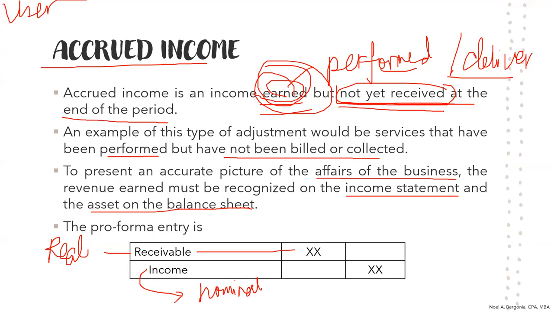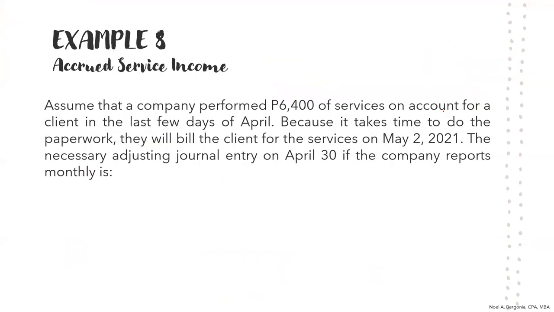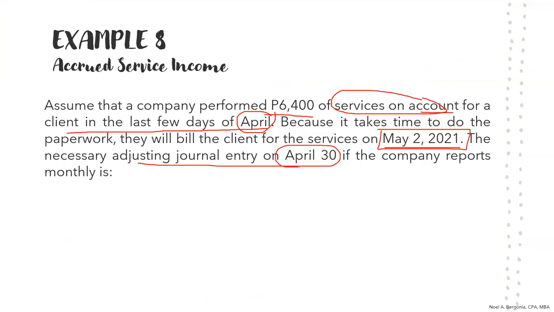So to give you examples, no, so I have prepared various example. So let's start with this one, accrued service income. So assume that the company performed 6,400 of services on account for the client in the last few days of April. So nag-perform tayo on account. Now, because it takes time to do the paperwork, they will bill the client on the services ng May 2, 2021. Oh, na-bill ng May 2, pero kailan pinerform? April. Ang tanong, kailan dapat i-adjust? The necessary adjusting entry should be made on April 30 since it is related to the month of April.